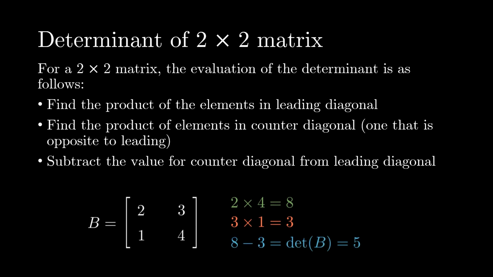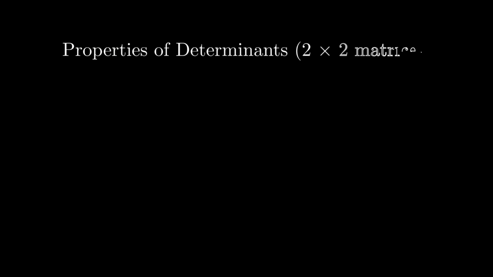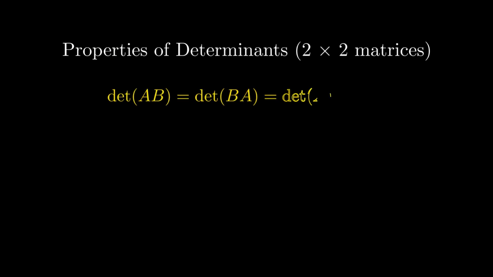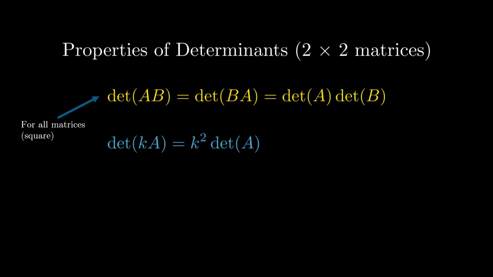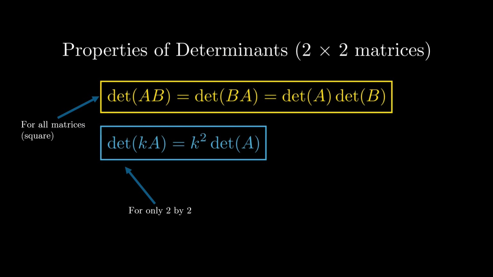Let's now cover some rules about determinants for both 2x2 matrices and general square matrices. The first rule, written in yellow, applies for all square matrices, and the second rule, written in blue, applies for only 2x2 matrices.